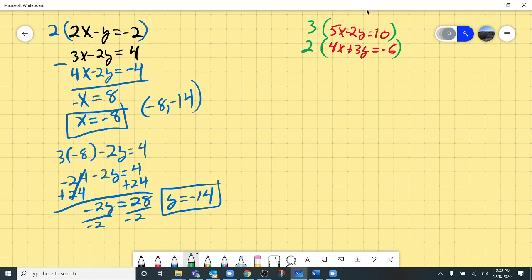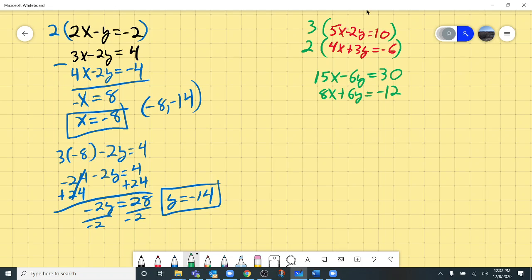And this means that I'm trying to get rid of my y, right? So I took my coefficient, the number attached to the y, so 2 times y. I took that coefficient and multiplied this equation by it. And I took this coefficient and multiplied the top equation by it. Okay, so I'm going to multiply that out. 3 times 5x gives me 15x. 3 times negative 2y is negative 6y. And 3 times 10 is 30. 2 times 4x gives me 8x. 2 times 3y is a positive 6y. And 2 times negative 6 is a negative 12.